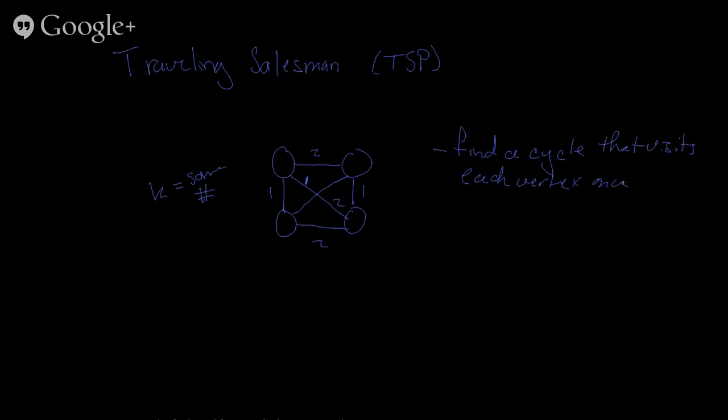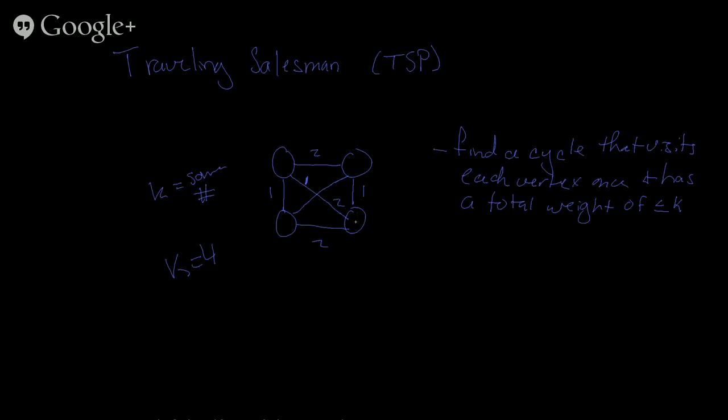Okay, find a cycle that visits each vertex once and has a total weight of less than or equal to k. All right, so that's your job. So here, let's say you're given k equals 4, for example, and you want to see if there is a cycle that visits each vertex once and has a total weight of less than or equal to 4.